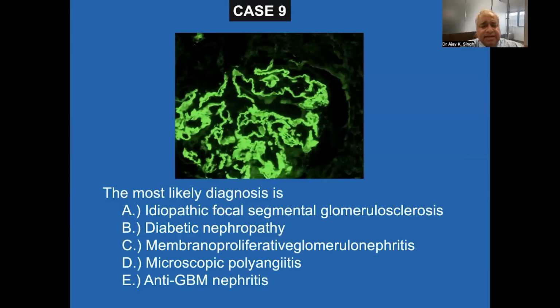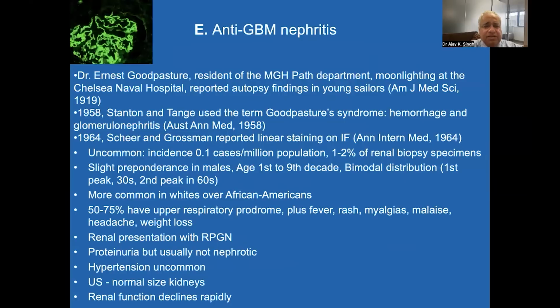Let's move to the next case, case 9. What you see here is immunofluorescence of a glomerulus. And the question is the most likely diagnosis: A, idiopathic focal segmental glomerulosclerosis; B, diabetic nephropathy; C, membranoproliferative glomerulonephritis; D, microscopic polyangiitis; or E, anti-GBM nephritis. And the correct answer is, of course, anti-GBM nephritis. And you see the ribbon-looking linear deposition on immunofluorescence, typical of a patient with anti-GBM nephritis.